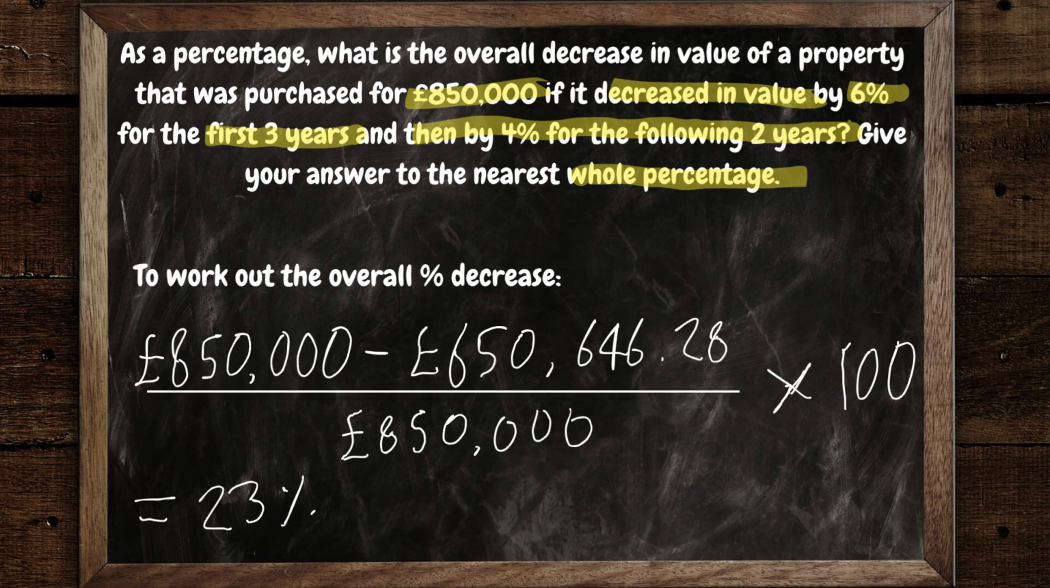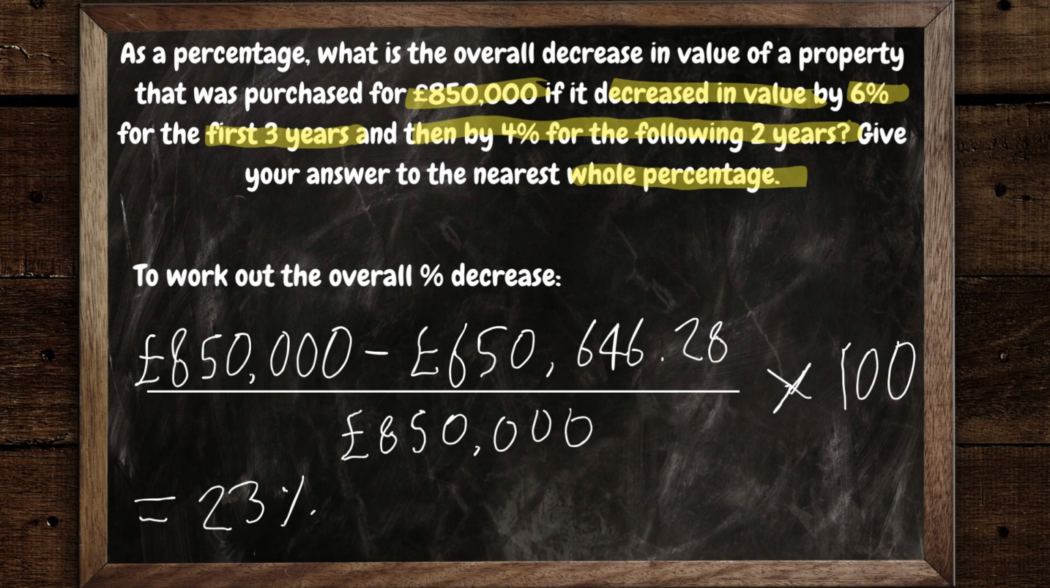So if the original value of the house was £850,000, to work out the overall percentage decrease in value, we need to work out the difference between the original value and the new value after 5 years, and work this out as a percentage of the original value. So if you haven't looked at the percentage video already, have a look at the percentage video. This gives you an idea of how to work out percentage change.